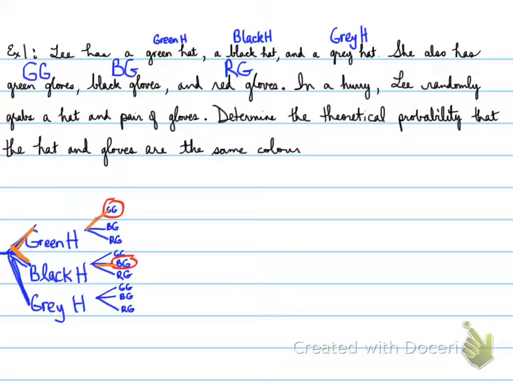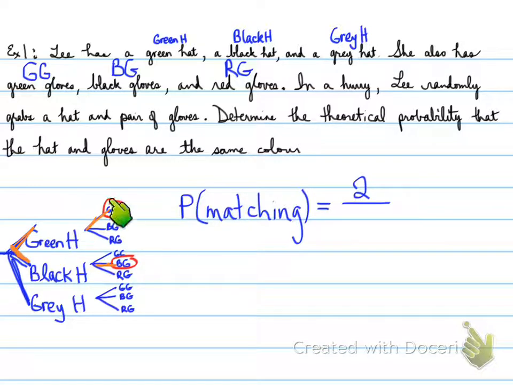So what's the chances of having a matching set of green hat and green gloves, or black hat and black gloves? They've got to match. Well, that is, folks, the probability of matching is equal to 2 out of a total of, and let's count it, 3 here, 3 here, that's 6, 3 here, that's 9. 2 out of 9. So the probability of getting a matching set is 2 out of 9.